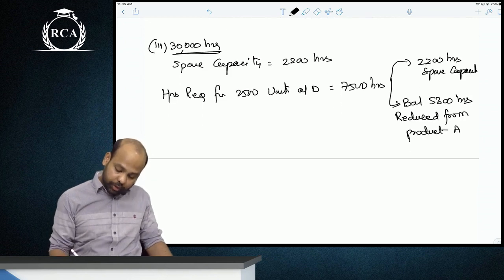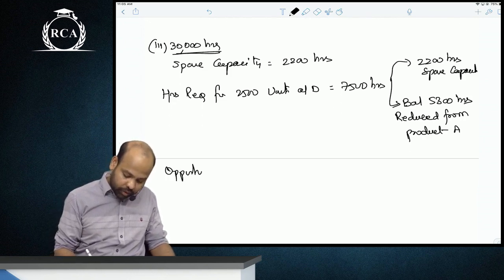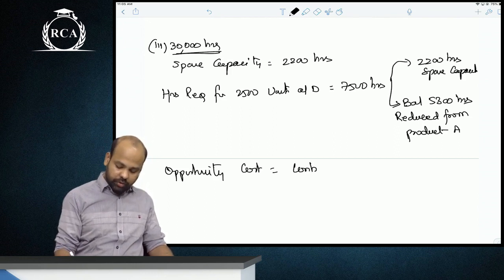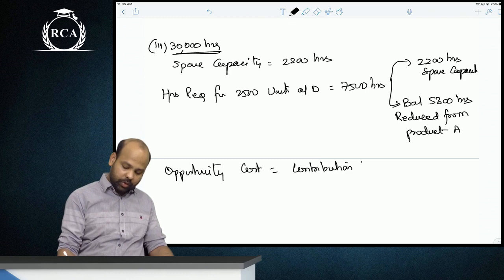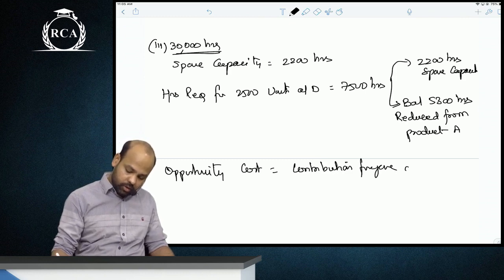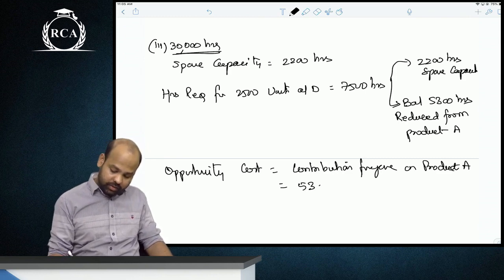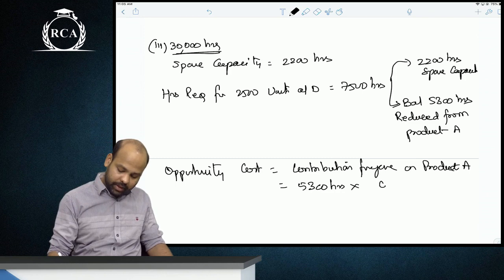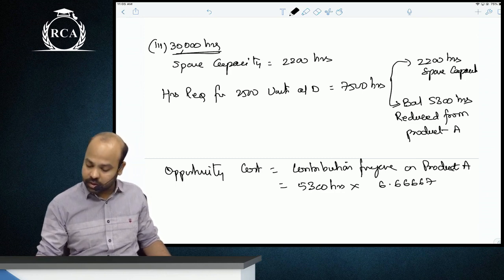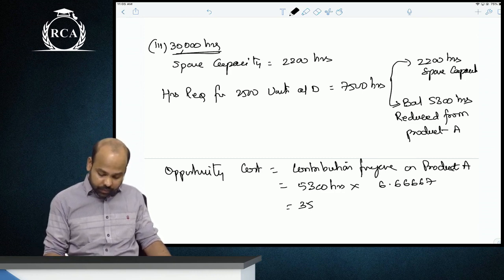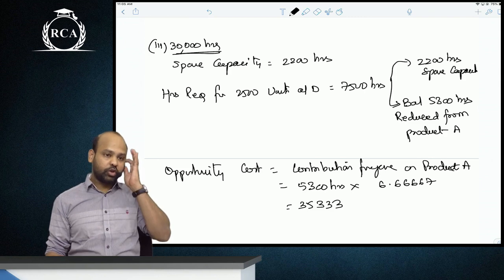So guys, your opportunity cost, beta, would be the contribution foregone. Opportunity cost, beta, would be the contribution foregone on product A, guys. How much is the amount of contribution that we are foregoing, guys? This is 5,300 hours, beta, multiplied by 6.66667, and that is 35,333. This is the amount of opportunity cost, guys.